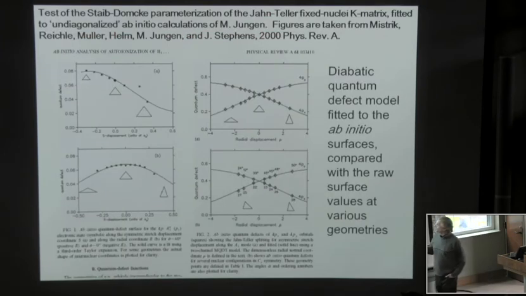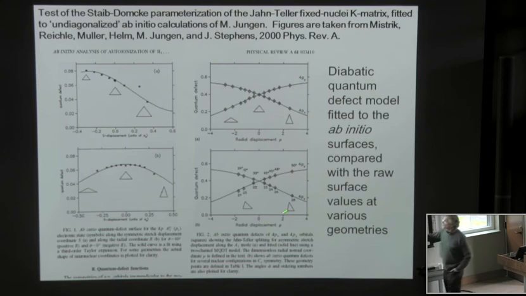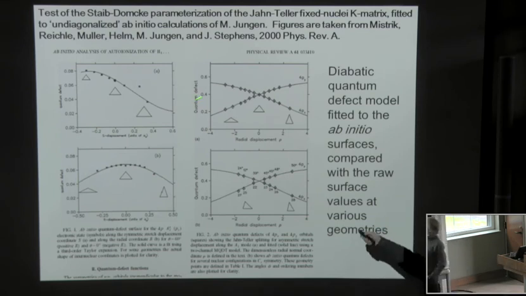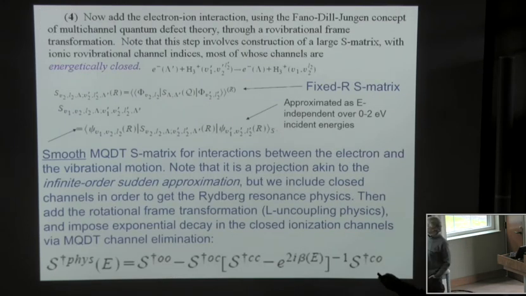So again, part of this is taking ab initio information. Now, we didn't get this from a true scattering calculation of the type Jonathan Tennyson talked about. These came from Martin Jungen's ab initio calculations of the Rydberg surfaces, which were converted into quantum defects as a function of displacements of the nuclei, and then fitted to this form of the Jahn-Teller interaction to get the Jahn-Teller interaction parameters. And that was fed in.